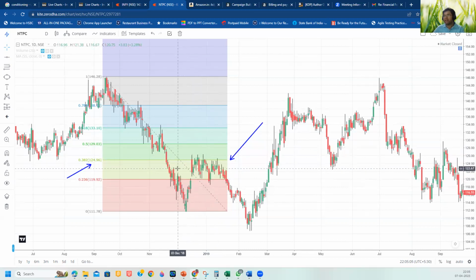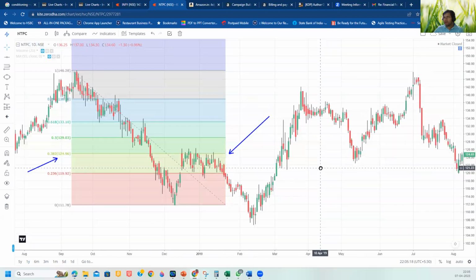But in this example, if you see, it took resistance at nearly 38%. There is some breakout, a false breakout basically, that happened. So what is a false breakout? We will understand breakouts later as well. But at this point of time, we understand that this is the 38% line, the green one.